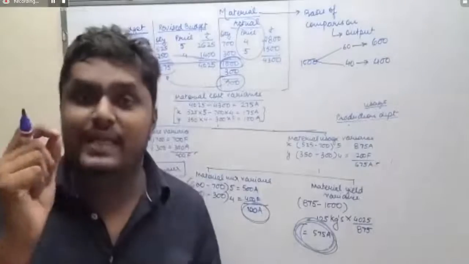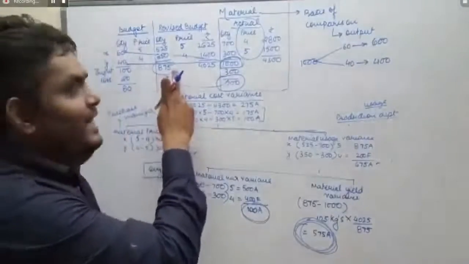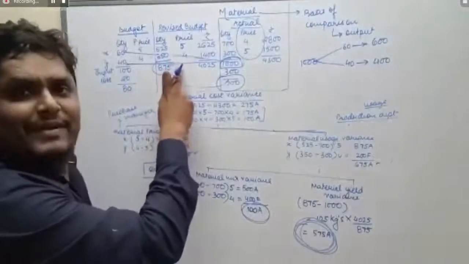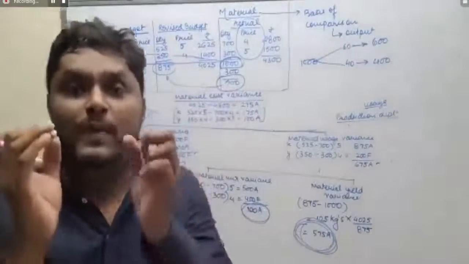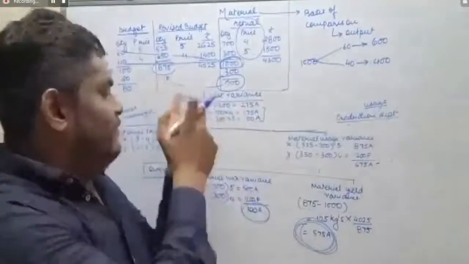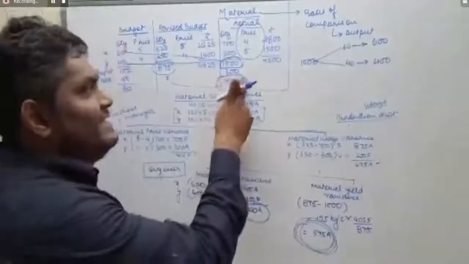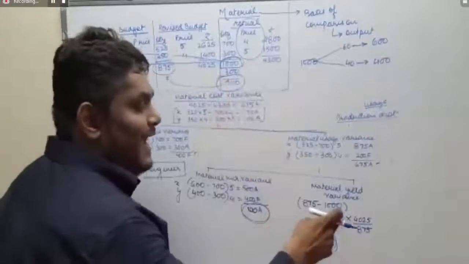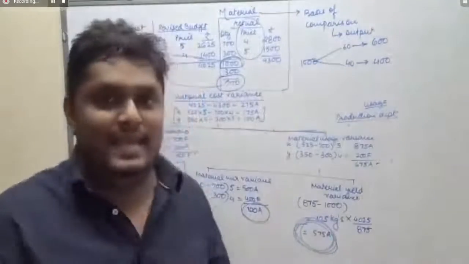If you deduct 20% from 875, you will get an output of 700. So for manufacturing these 700 units, we should have consumed how much raw material? 875 kgs only. But for manufacturing these 700 units, how much did we actually consume? 1000 kgs. That is 125 kgs extra.